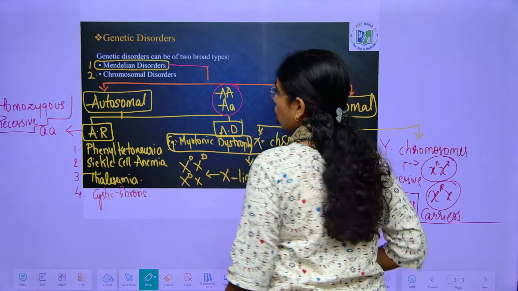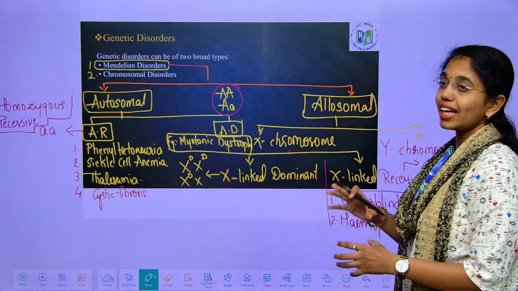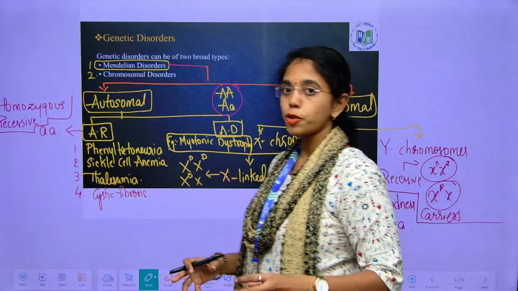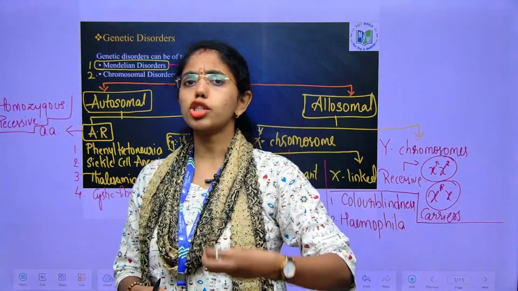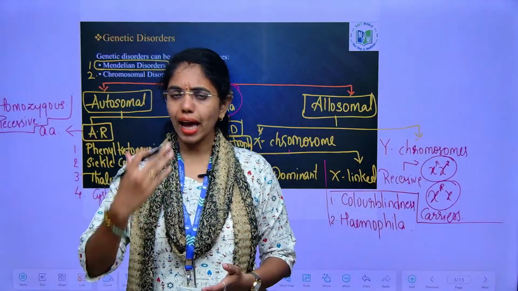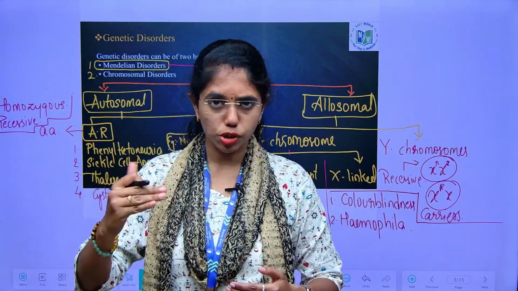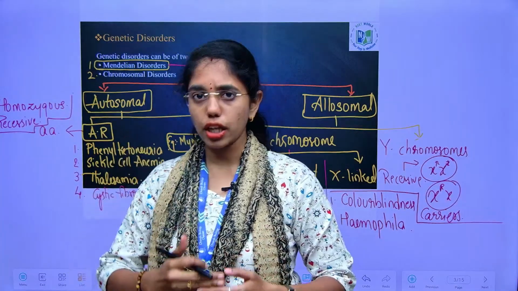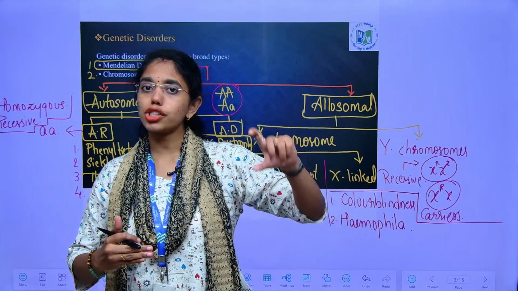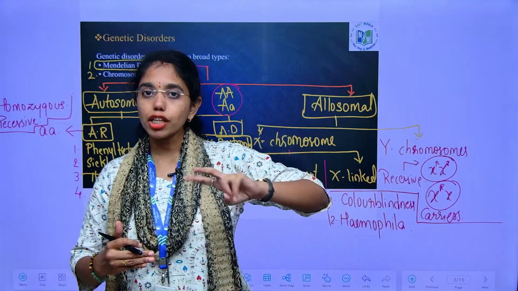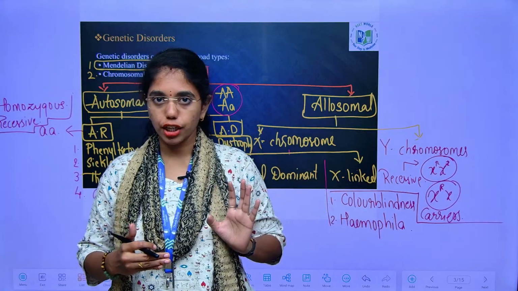So, let us have a recap on the introduction of genetic disorders. Genetic disorders are caused by mutations. Mutation can happen at the level of genes or at the level of chromosomes, be it an increase or decrease in the number of chromosomes, or a mutation at the gene. Any of these two reasons will cause genetic disorders.